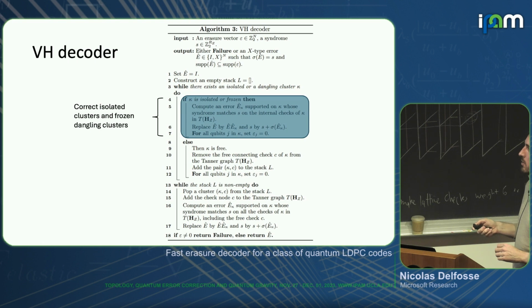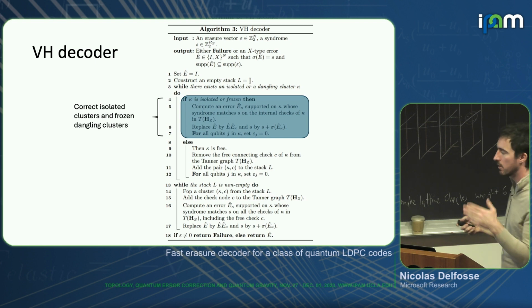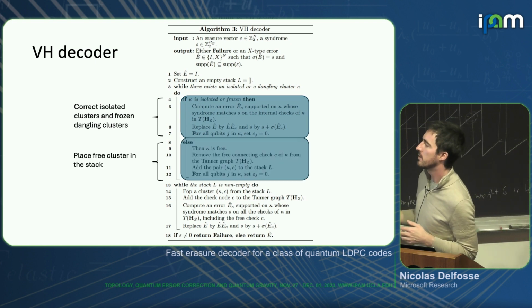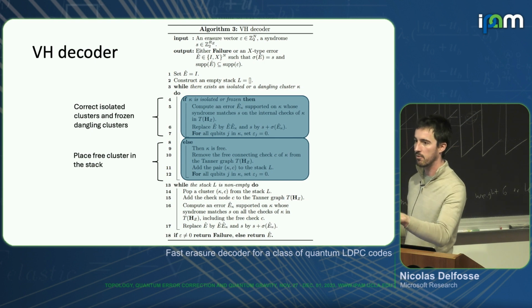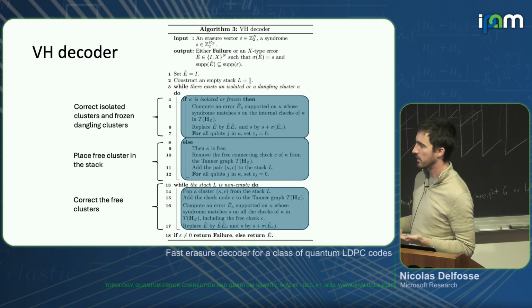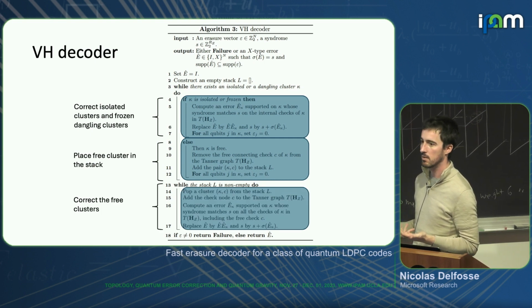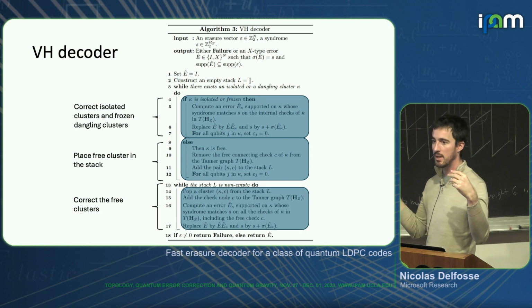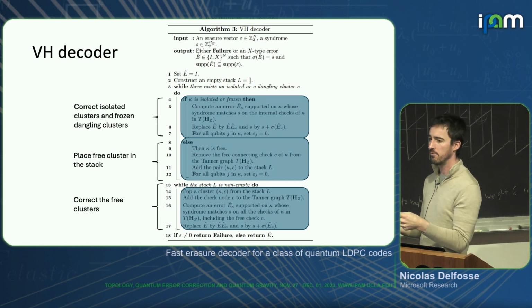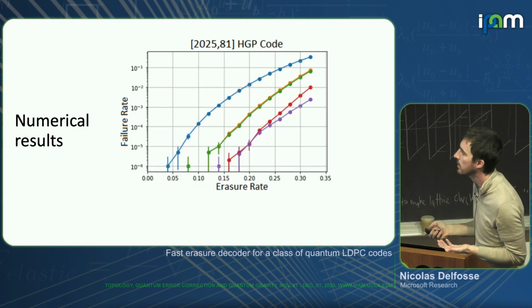So the first step is correct isolated clusters, and we apply the same process to correct frozen dangling clusters, Gaussian elimination. The second step, I told you, if we see a free cluster, we place it in a stack for later. We can delay the correction. And the third step is correct the remaining free clusters at the end. And if we are lucky enough, by getting rid of those two types of cluster, we can peel this cluster graph until there is nothing remaining, and we can correct the whole thing.